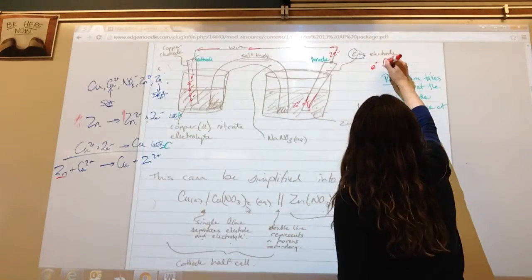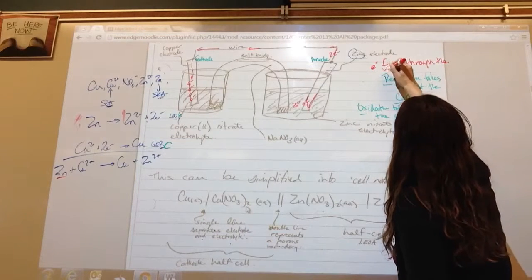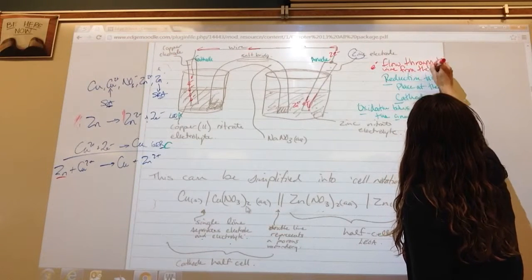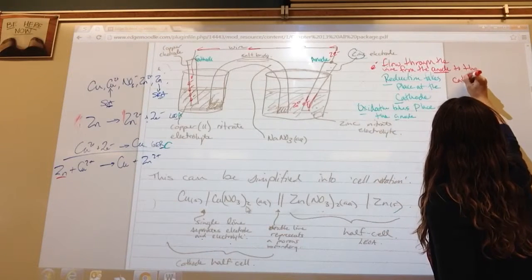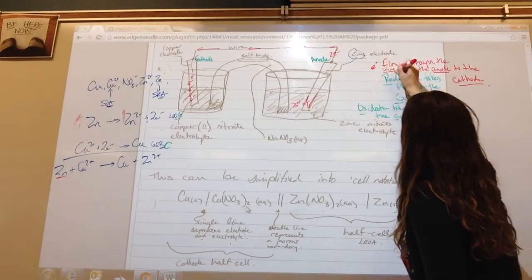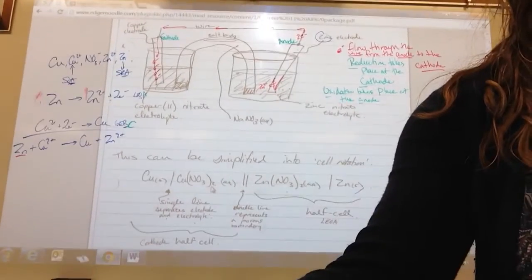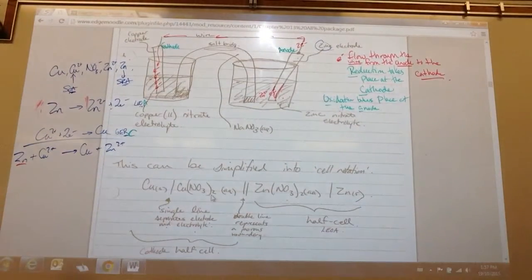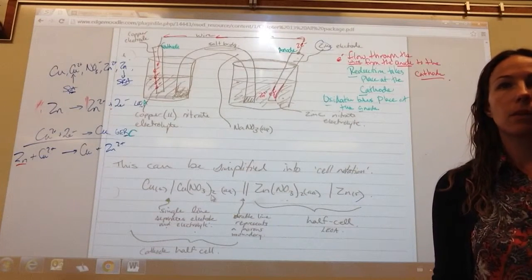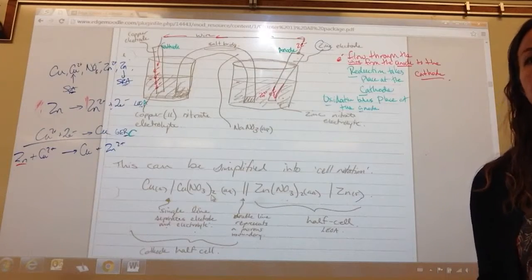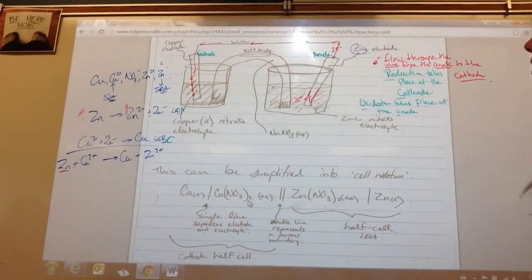So electrons flow through the wire from the anode to the cathode. Electrons flow through the wire from the anode to the cathode. Everybody okay? Okay. This board doesn't quite fit in this thing, but that's okay.